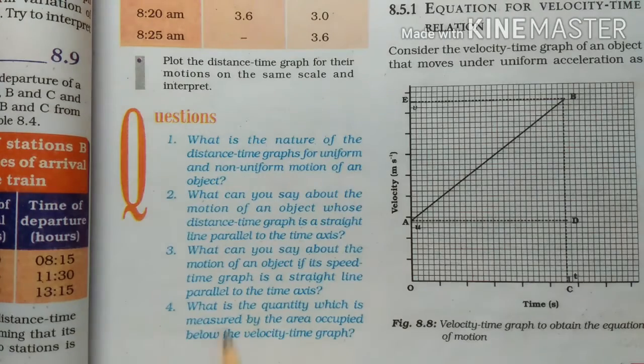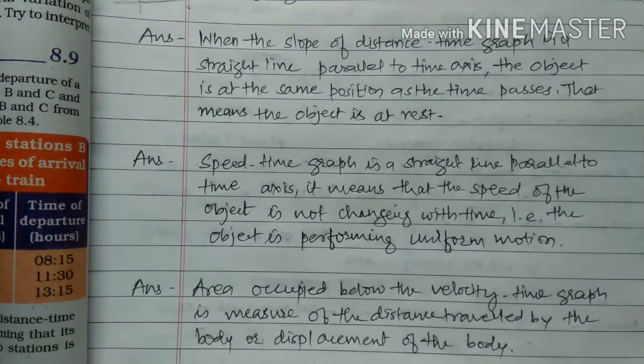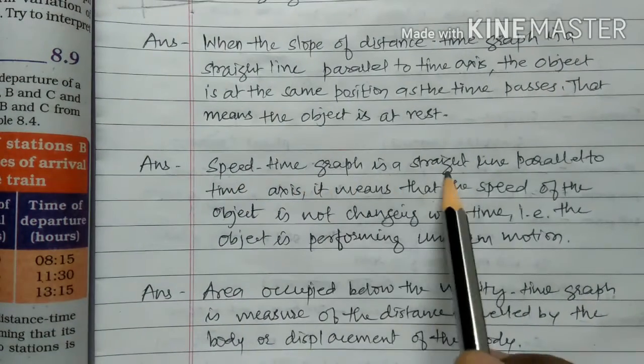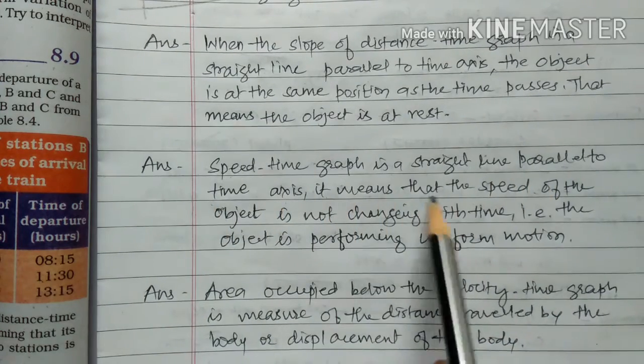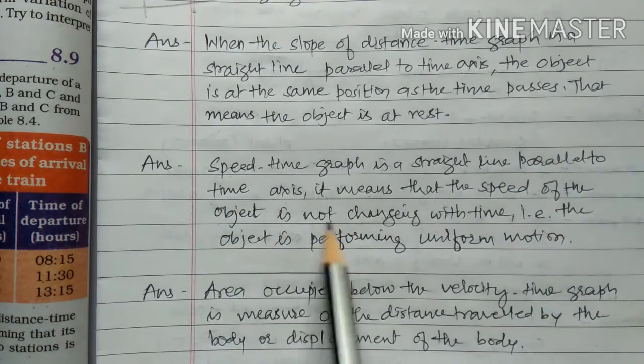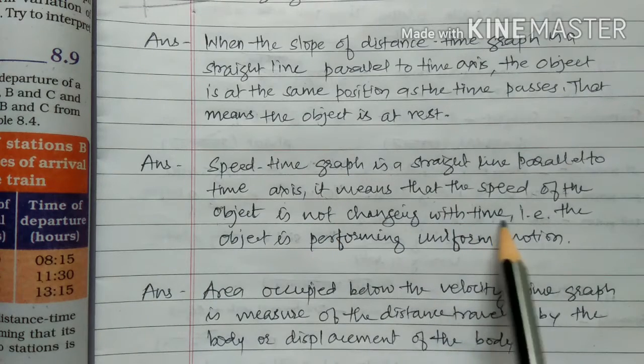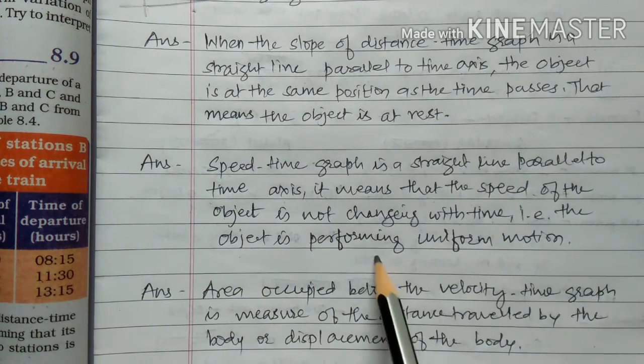Now, third question: what can you say about the motion of an object if its speed-time graph is a straight line parallel to the time axis? See the answer. The speed-time graph is a straight line parallel to the time axis. It means that the speed of the object is not changing with time. That is, the object is performing uniform motion.